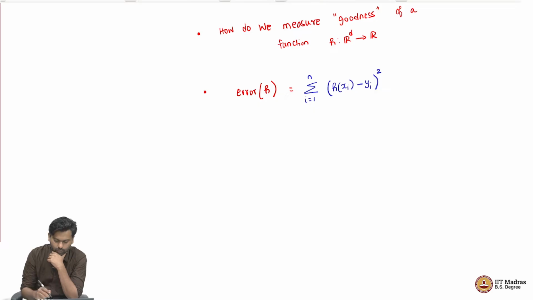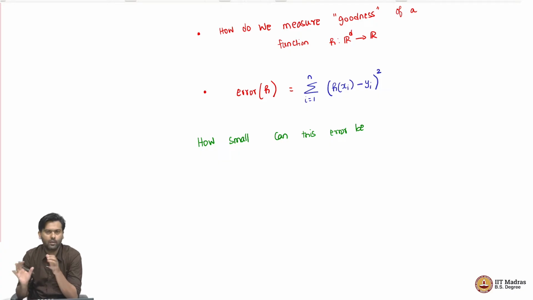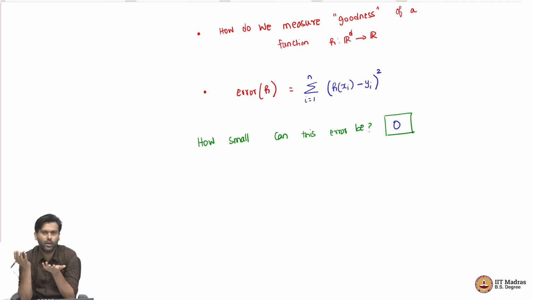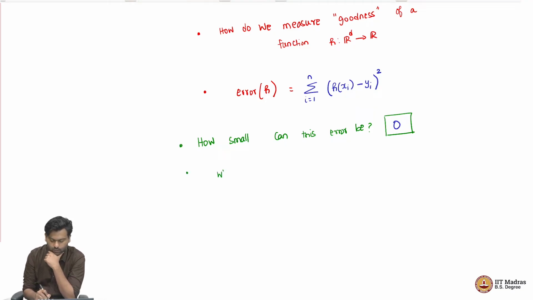Now, here is a question for all of you. How small can this error be, in the best case? Pause and think about it. I'll tell you the answer. This error can be as small as 0, because it's a sum of squares, and squares are non-negative values. So you are adding a bunch of non-negative numbers, and the smallest value it can take is 0. Now when does it achieve 0? Which h achieves 0 error?